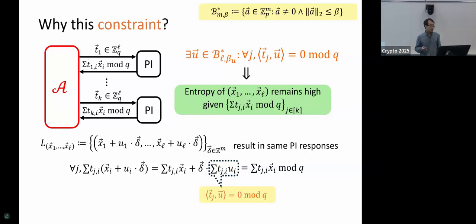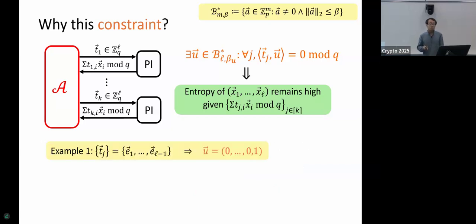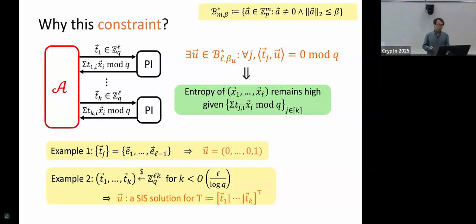And now let's see a few examples of these valid queries. In the first example, the PI queries are just L minus 1 unit vectors. Then the corresponding u would be the unit vector that's orthogonal to all the other queries. In the second example, all the PI queries are uniformly sampled. Here, u would be a SIS solution for the matrix T that is formed by all these queries. And if k is sufficiently small, we know there will be high probability that such a u exists.